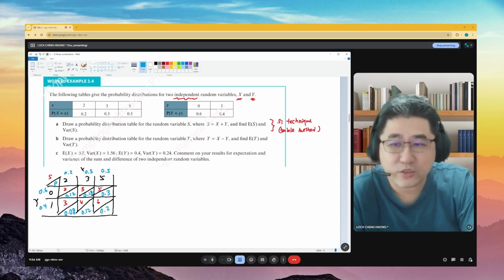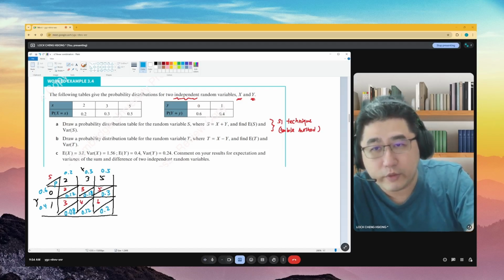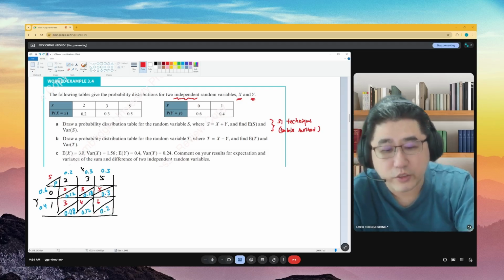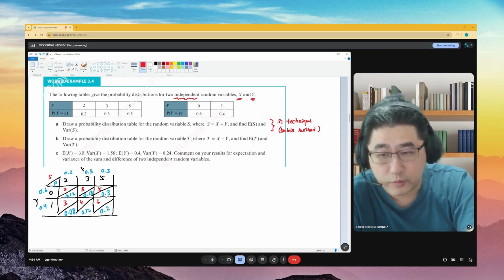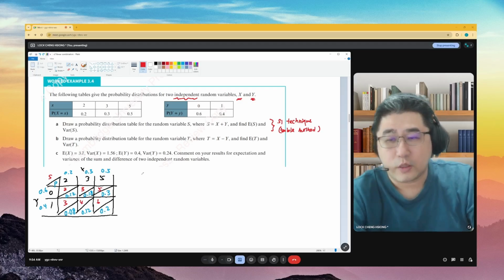If you would like to check whether you get things right or not, whatever the probabilities here, we can sum them up together and make sure that it equals 1. So 0.12 plus 0.18 plus 0.3 plus 0.08 plus 0.12 plus 0.2 equals 1. So we are safe.